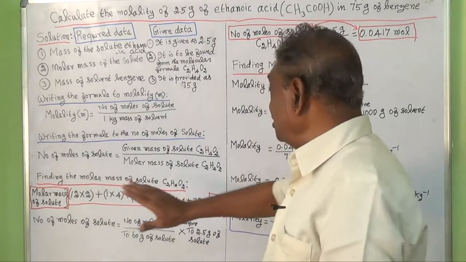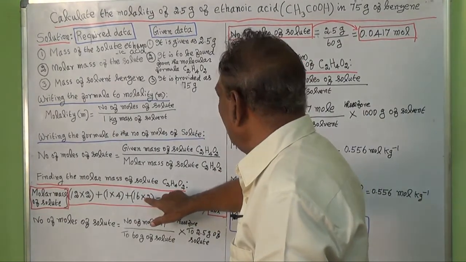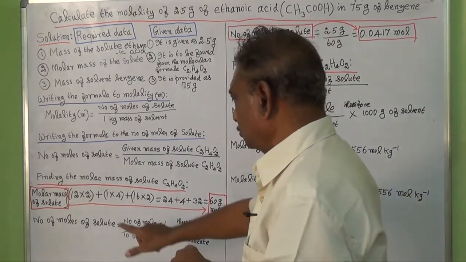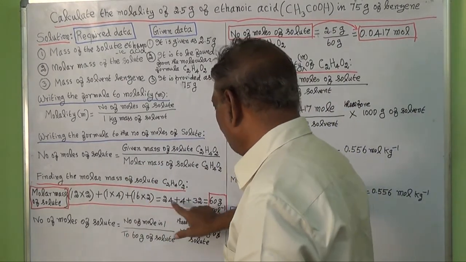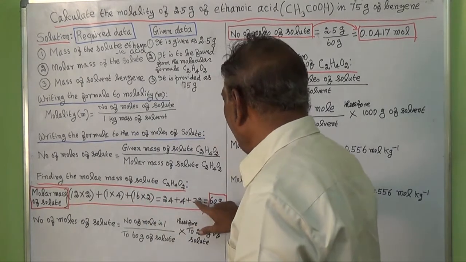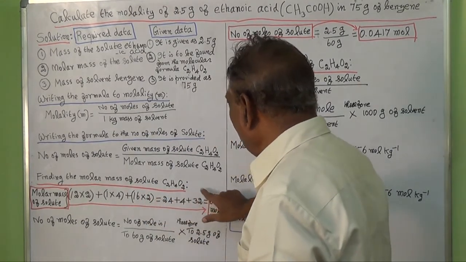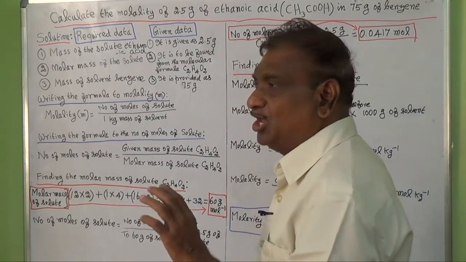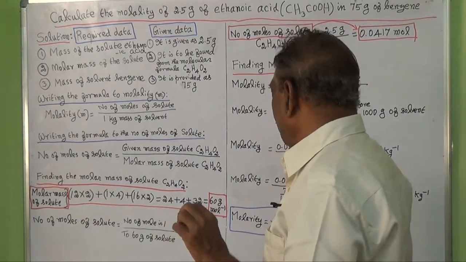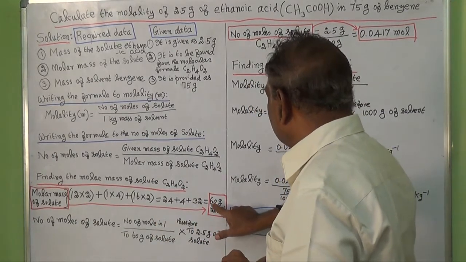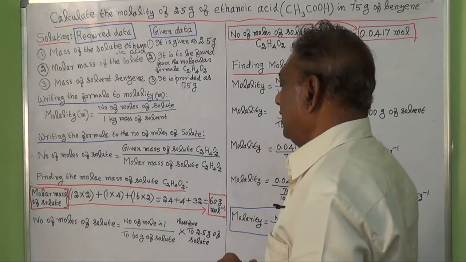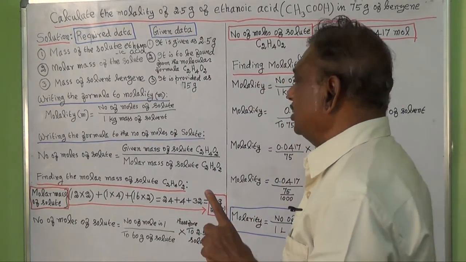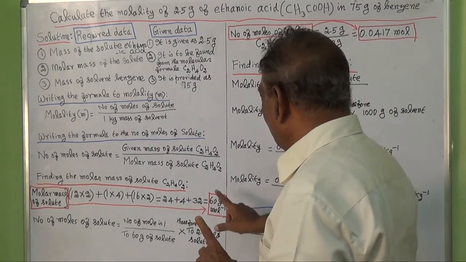Here there are 2 oxygen atoms. So we can multiply 16 into 2. 12 into 2, 24. 1 into 4, 4. 16 into 2, 32. If we add all these atomic masses, we get the molar mass, that is molecular weight. It is obtained as 60 gram per mole. What is the molar mass of the solute ethanoic acid? The molar mass of the solute ethanoic acid is 60 gram per mole.